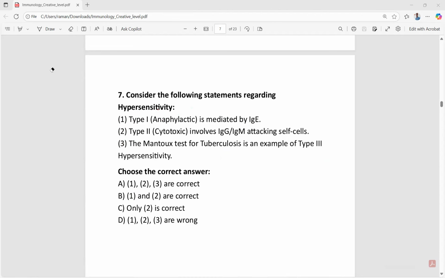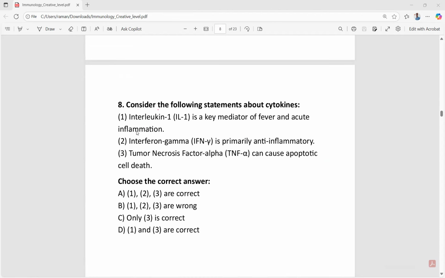Okay, let's go to question number 8. Consider the following statement about cytokines. IL-1, interleukin-1, is a key mediator of fever and acute inflammation. So 1 is correct. The interferon gamma is primarily anti-inflammatory.